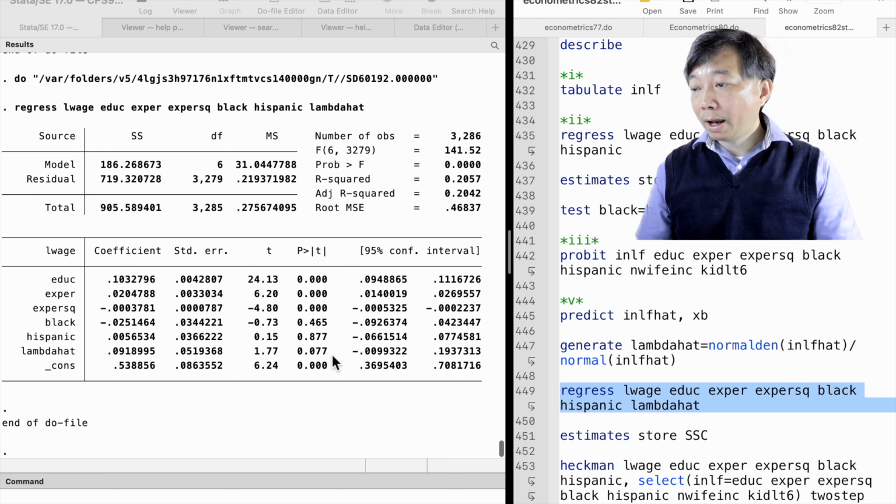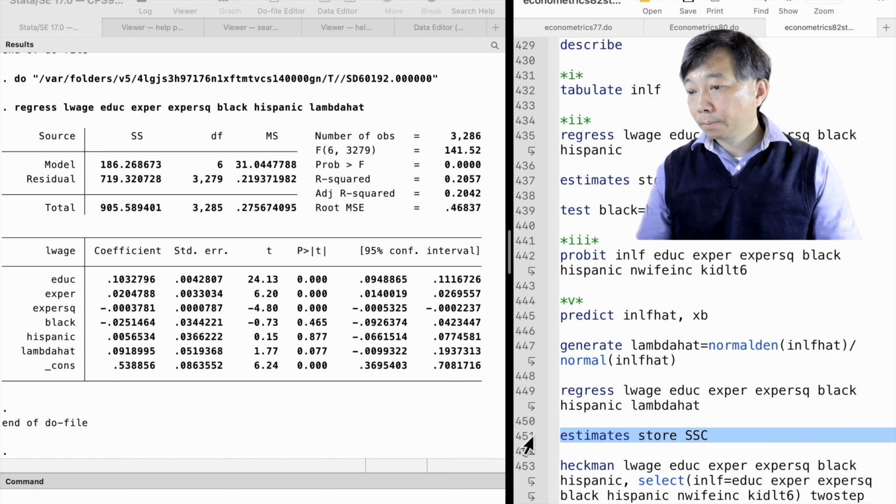The two-sided p-value for the inverse Mills ratio is 0.077. It is statistically significant at the 10% level. It is evidence of endogenous sample selection.